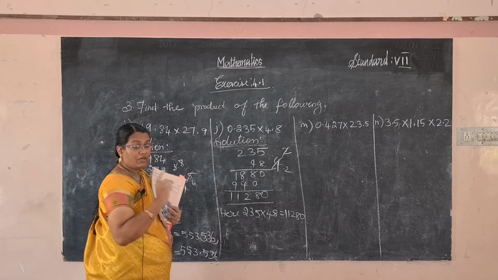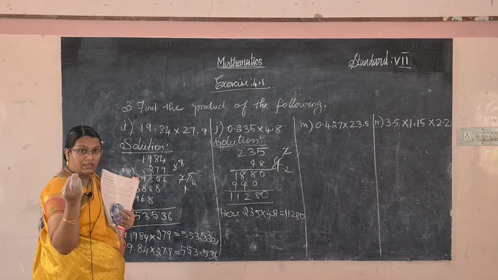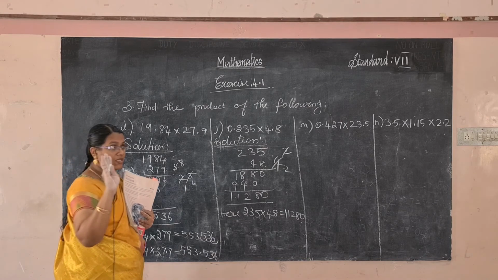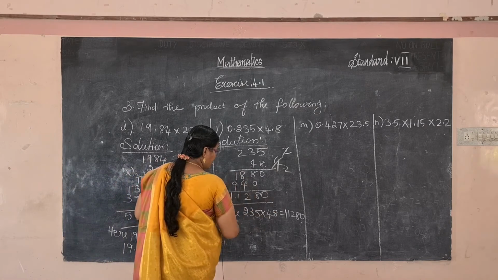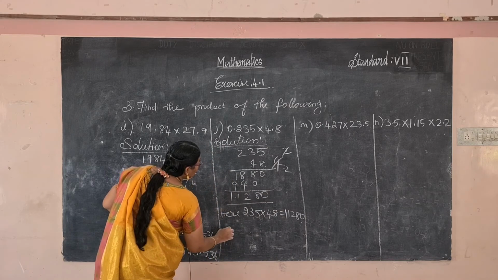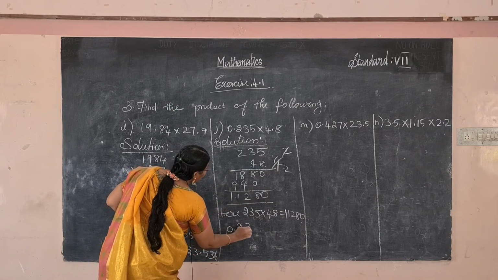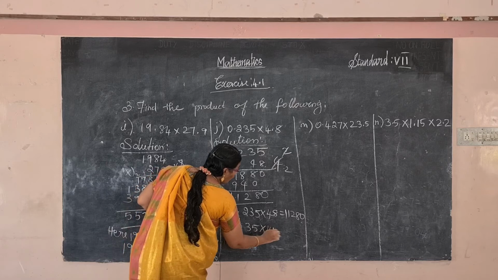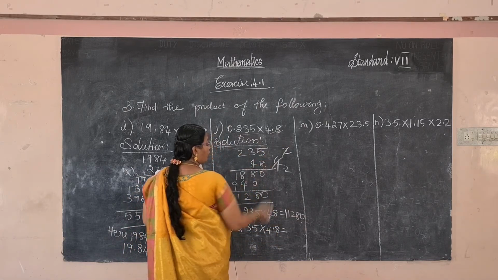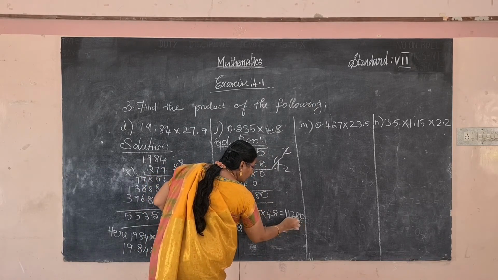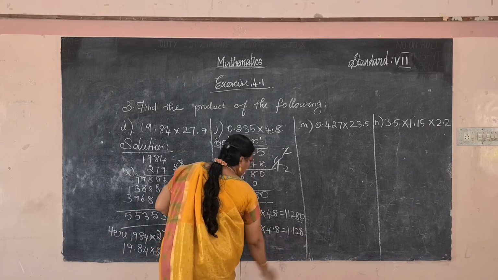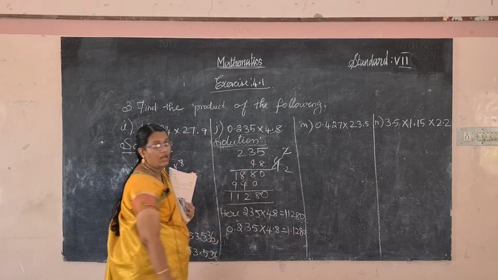In the first number 3, second number 1. So the total number of decimal places is 4. So the decimal point moves from the right side of the number. Okay, so 0.235 into 4.8 is equal to how many decimal places? 4. So 1, 2, 3, 4. So 1.128. 0 is not valid after the decimal point.